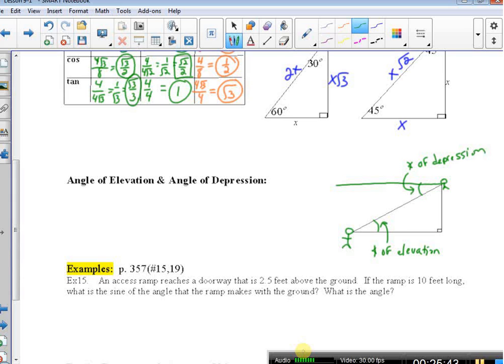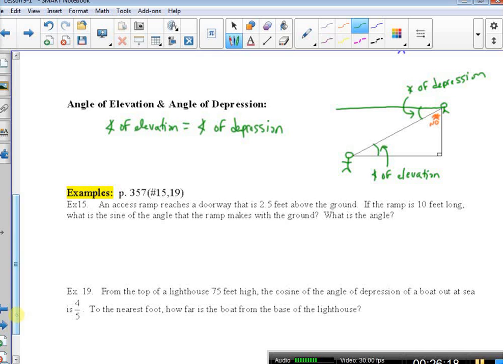It is never this angle up at the top here, okay? So it is never this angle up there. No, it's not that angle. So what we say then is the angle of elevation equals the angle of depression. If you take two parallel lines cut by a transversal, the alternate interior angles are congruent. So that's why those are congruent.